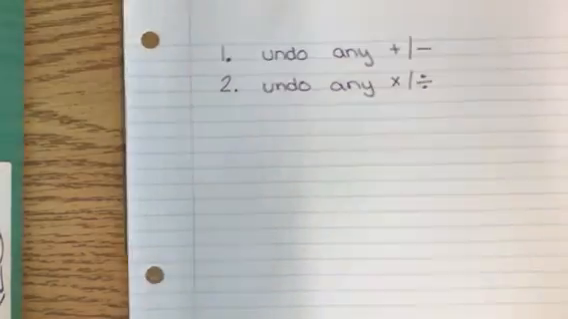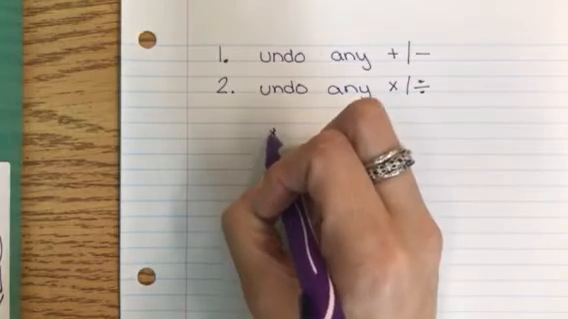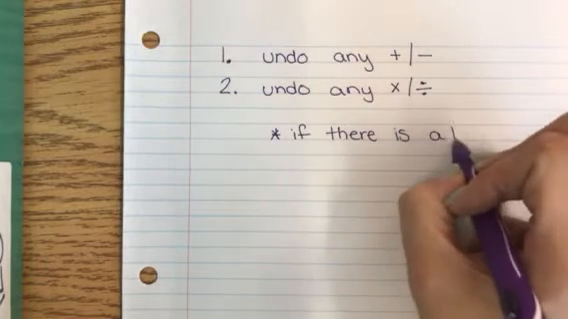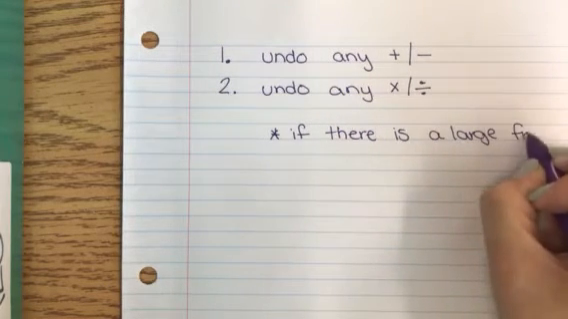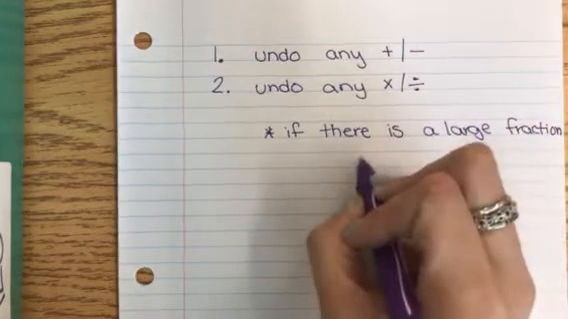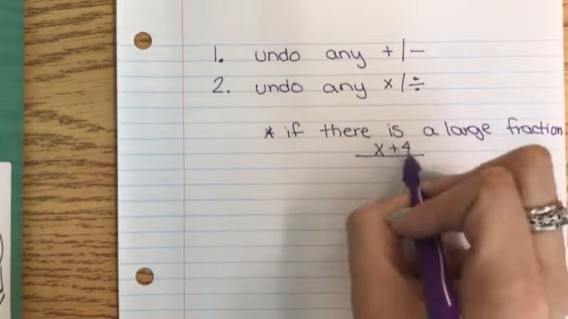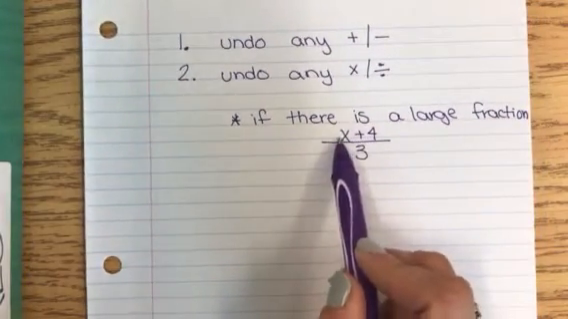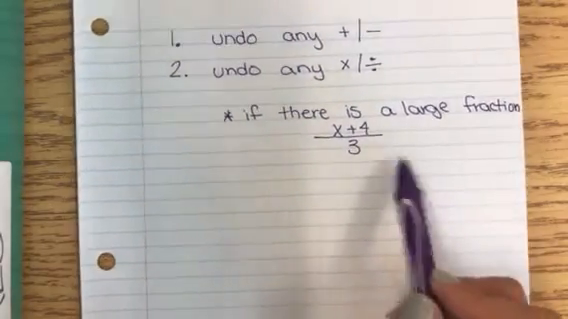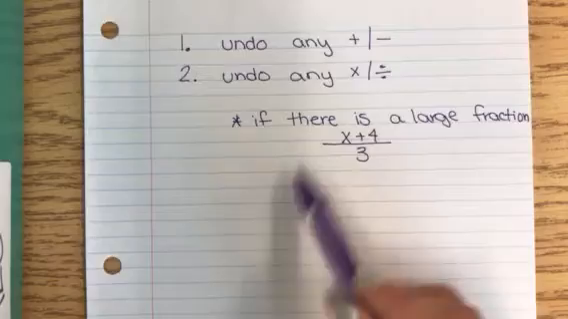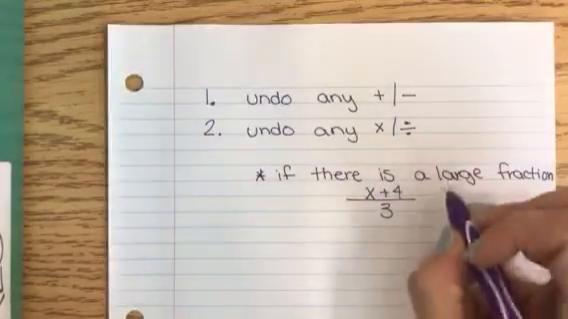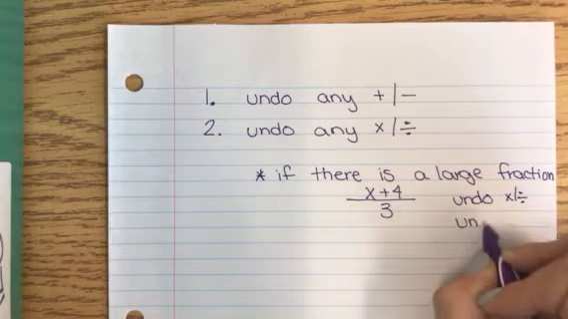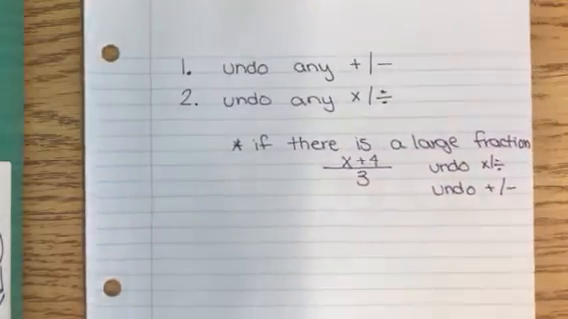Now this works every time unless there is a large fraction. Okay, and what I mean by that is if we have a fraction bar that has multiple things sitting on the top. Right, so this doesn't just have a number on top, but instead it has a number and the variable, right? If it has multiple things sitting on top, then we have this sort of large fraction thing happening. If we have a large fraction, then we're gonna do this in the opposite order. So then we'll undo multiplication and division, and then we will undo addition and subtraction.